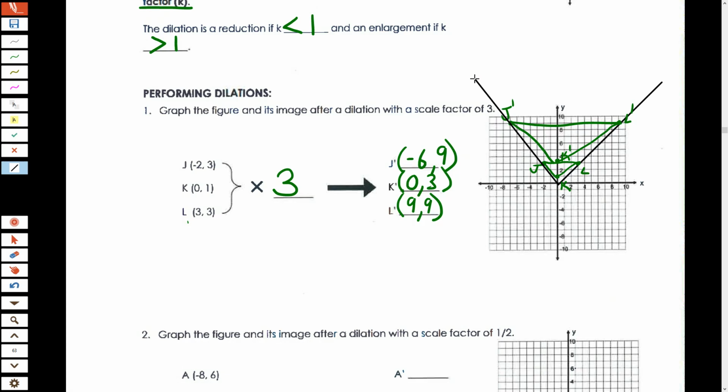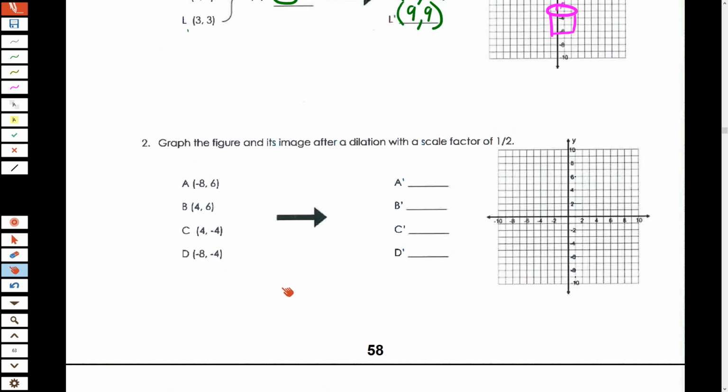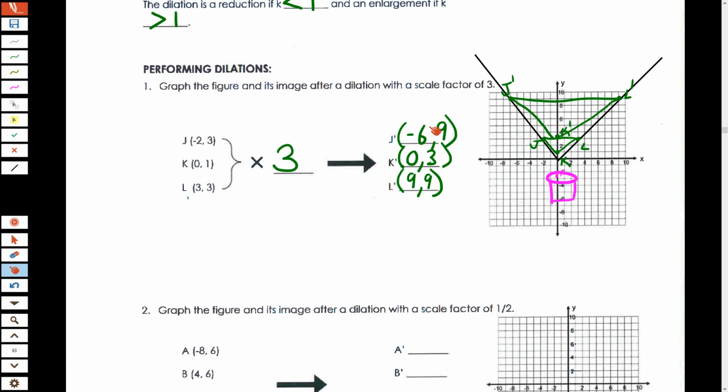If your flashlight was right here and you were illuminating light out of the flashlight, that is where your shadow figure or your shadow puppet would be. So that is where your dilation is. All right, let's move on. Okay, so that is obviously an enlargement because our scale factor is greater than 1.